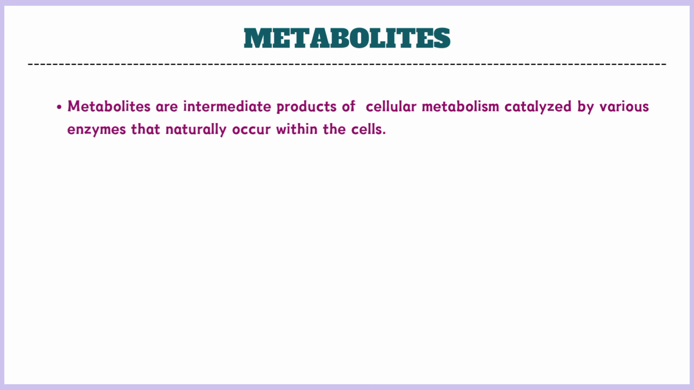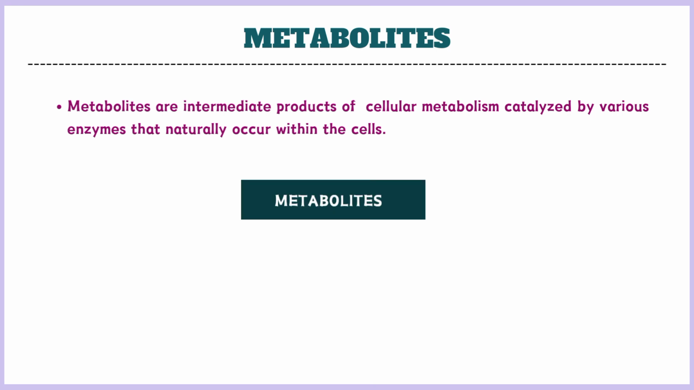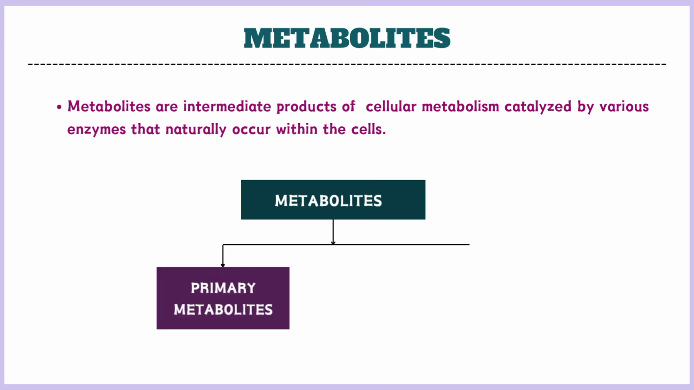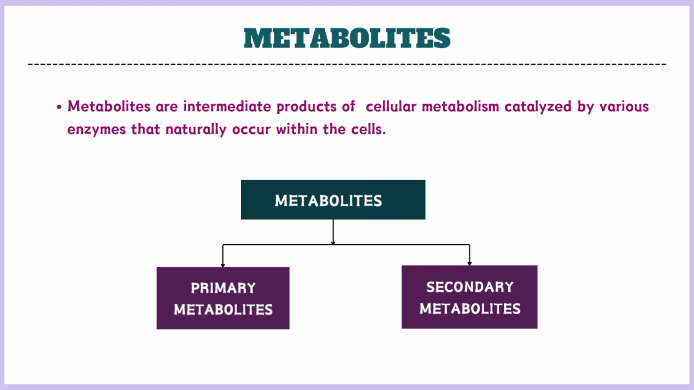First, we will talk about metabolites. Metabolites are the intermediate products of cellular metabolism, catalyzed by various enzymes, that naturally occur within the cell. Metabolites are of two types: first, primary metabolites, and second, secondary metabolites. In this video, we will discuss primary and secondary metabolites, their functions, their features and their examples.